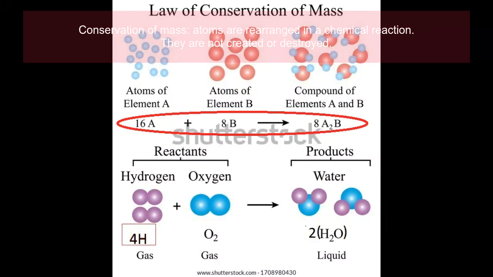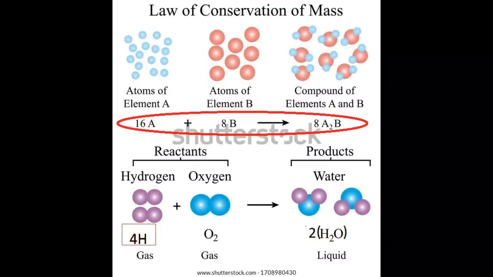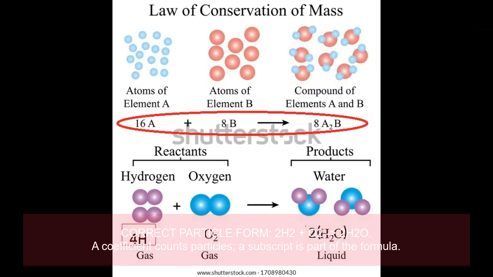So that is another way of explaining it. Now I circle 16A plus 8B. After the reaction, it turns into 8 A2B. So I circle with red. But now I want to use the actual elements to describe.